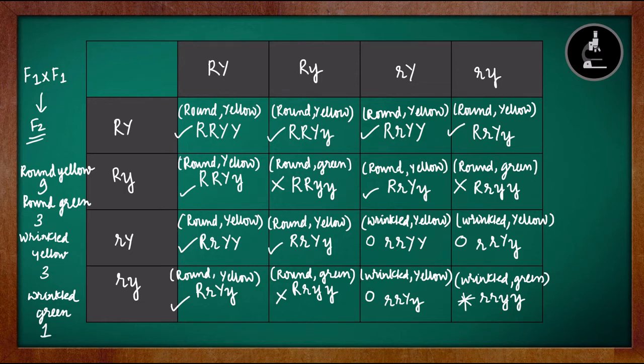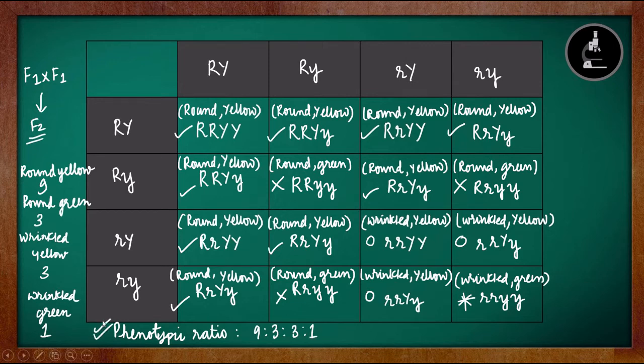So this is the ratio, the phenotypic ratio of the F2 generation, that is round yellow is to round green is to wrinkled yellow is to wrinkled green. So the phenotypic ratio of the F2 generation in a dihybrid cross is 9 is to 3 is to 3 is to 1. So this ratio is very important.